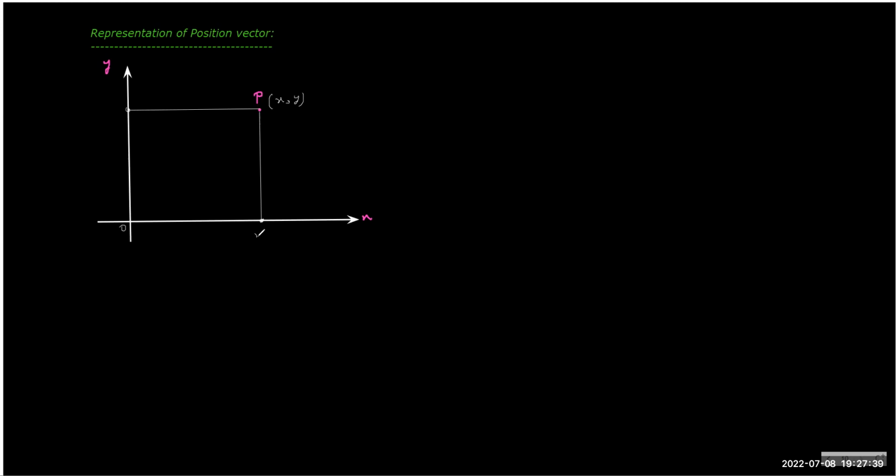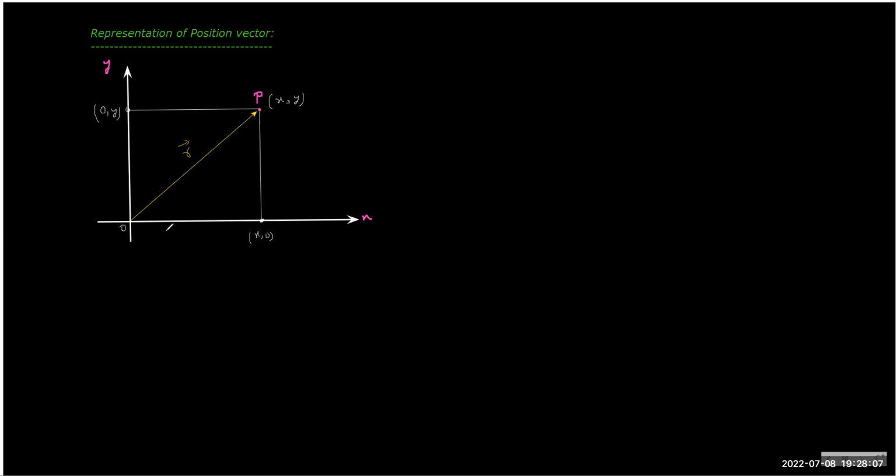So this point is X comma 0. This point is called 0 comma Y. Then the point P is called X comma Y. Understood? And now this point we can join from the origin. So this yellow line is called the position vector of point P with respect to origin.